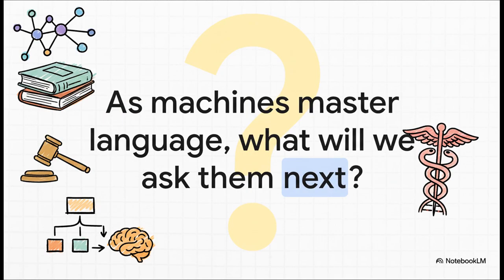The pace of this change is just staggering. I mean, we've gone from simple rule-based programs to machines that can learn, they can converse, they can create. And it leaves us with this one profound question. As we build machines that can truly understand our language, what will we ask them to do next?